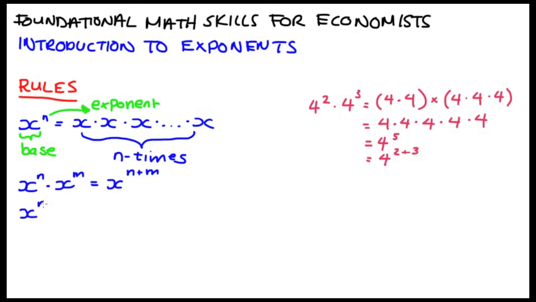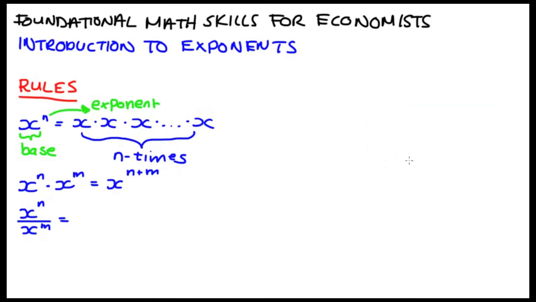Okay, so now we've done multiplications, we can do our division. So what if we had two terms, again with the same base, x to the power of n divided by x to the power of m? Okay, well, let's just look at a specific case again and see what we find. Say we had 4 to the power of 4 divided by 4 to the power of 2. Well, we can expand the term.